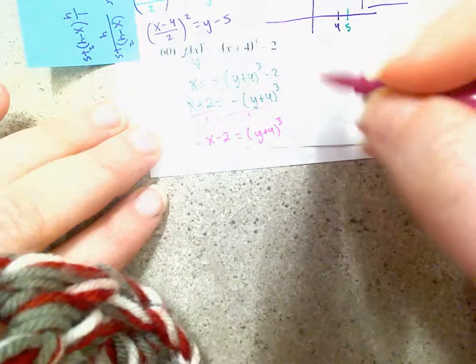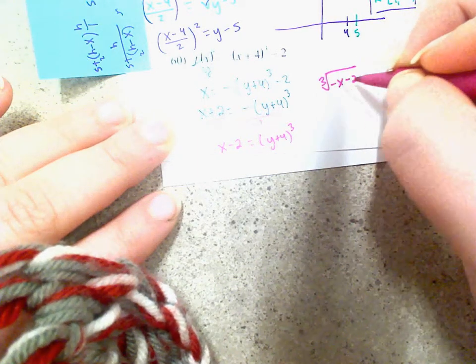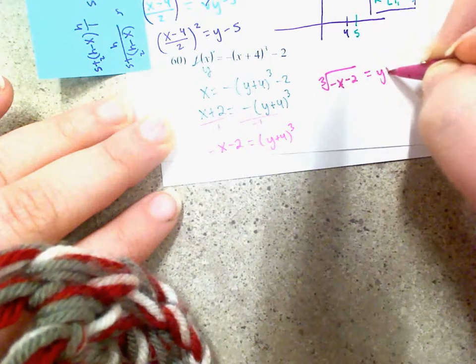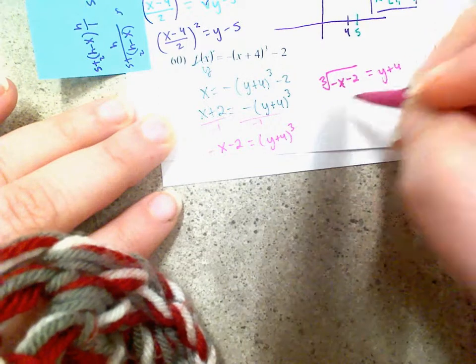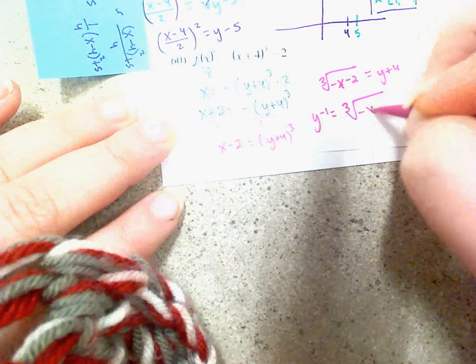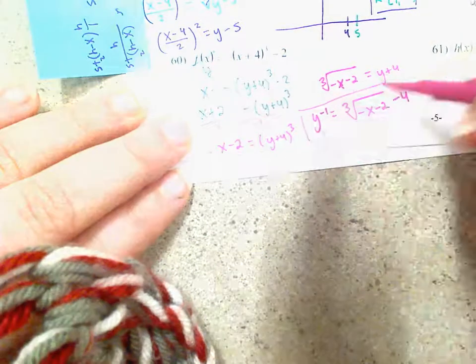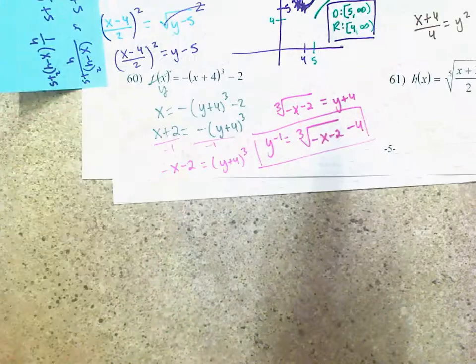So I've got the cubed root of negative x minus 2 equals y plus 4, and then to solve for y, I'm going to subtract 4. So y inverse equals the cubed root of negative x minus 2 minus 4. And number 61.